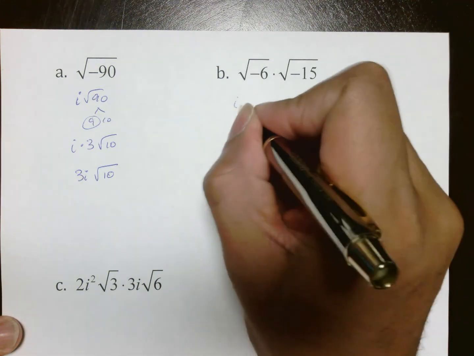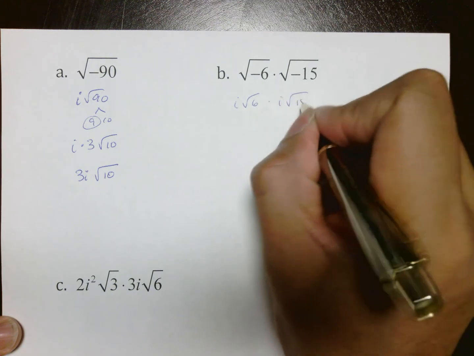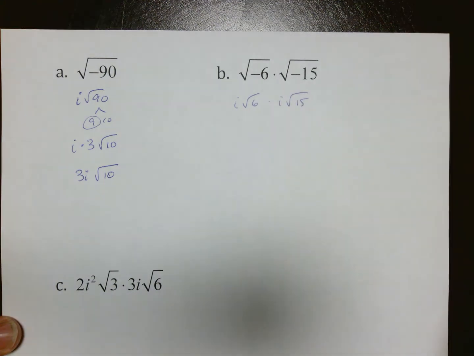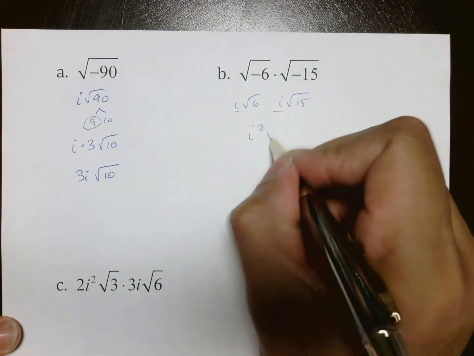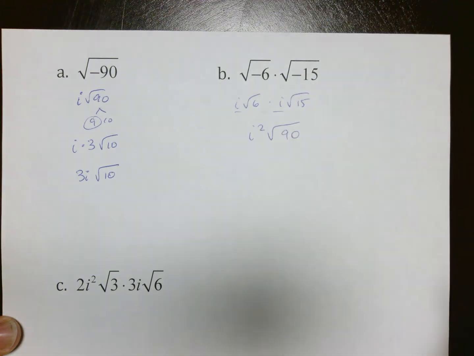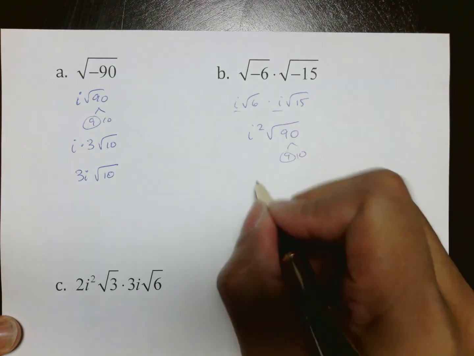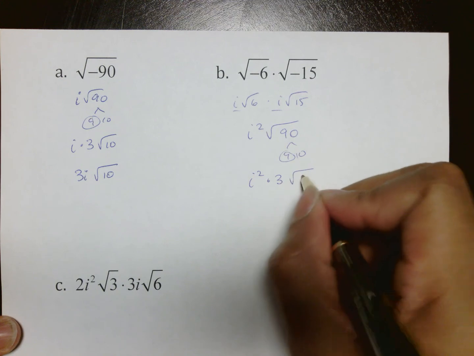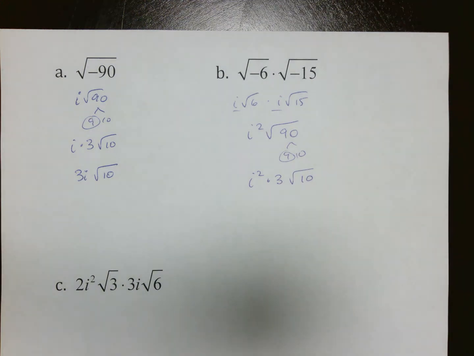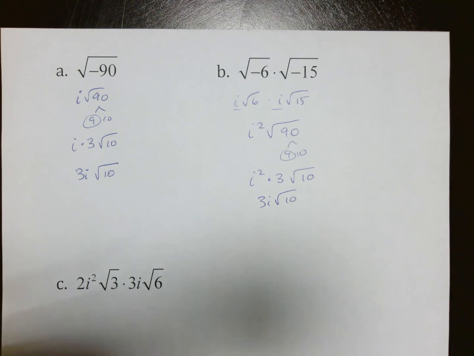If we were to simplify first, i root 6, i root 15, then we multiplied i times i is i squared root 90. We then break 90 down the same way as usual, bringing out i squared, bringing out 3, leaving 10 on the inside. That gives us 3i squared root 10.